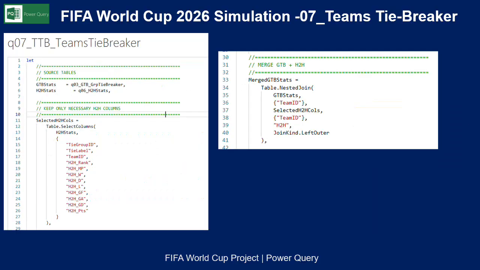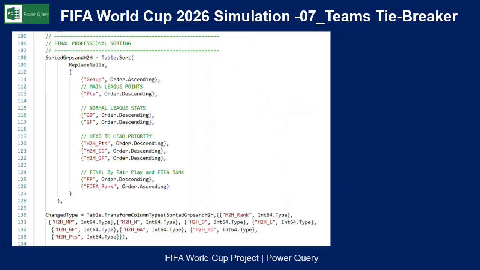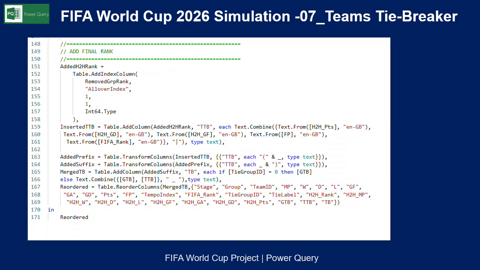Now that we understand the business idea, let's see how Power Query implements it. We begin by reading the group stage standings from query number 3 and the head-to-head standings from query number 6. After selecting only the necessary columns, we merge both tables using the team ID. Any missing head-to-head values are replaced with zeros so that every team follows the same structure. Next, we sort the data using FIFA's complete sequence of ranking criteria, starting with the overall standings and continuing through the head-to-head statistics, fair play, and finally the FIFA ranking. Lastly, we build the tiebreaker signatures and organize the columns into a clean, easy-to-read structure.